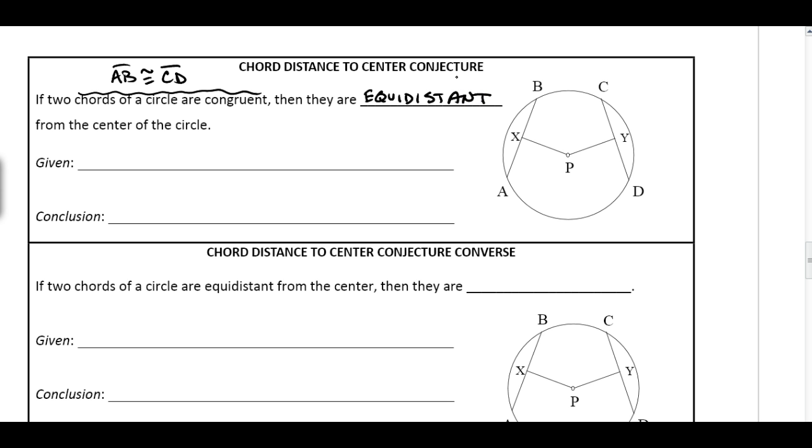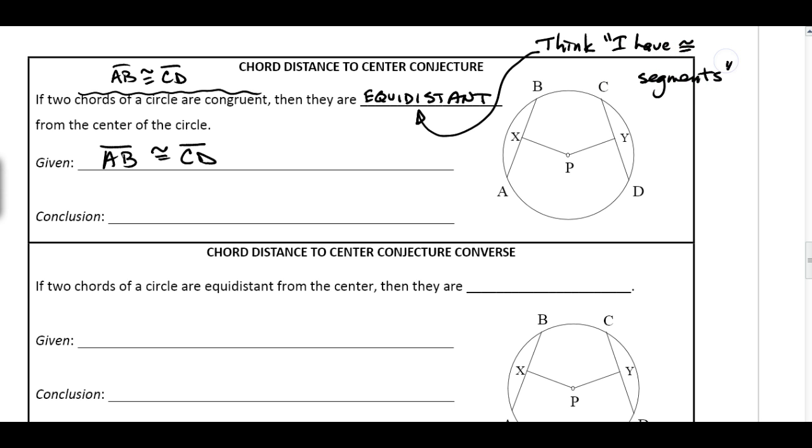So what that would mean is that if we were given that AB is congruent to CD, when we see this word equidistant, what we want to do is think: I have congruent segments. Okay, so we say equidistant, but really what we're looking for are congruent segments. That's what you want to think about. So if the two chords are congruent, then my conclusion would be that XP is congruent to YP.